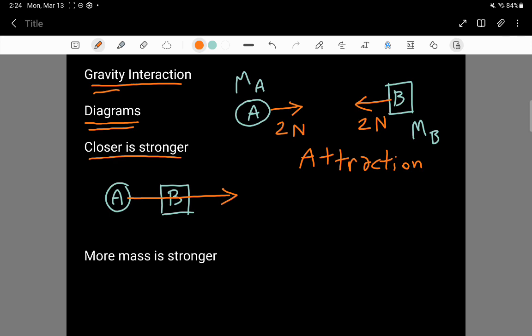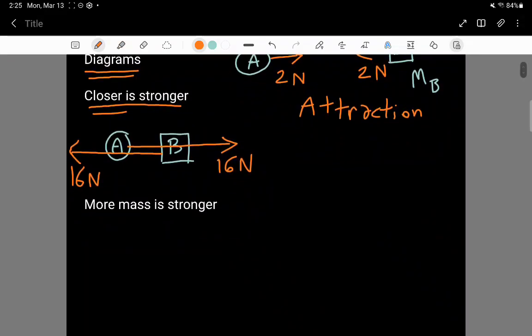And now let's say that this force has grown up to 16 newtons, right? And because of Newton's third law and Newton's universal law of gravity, there's also a force on B towards the left, also of 16 newtons. That's what I mean by saying that when two objects are closer, the interaction forces are stronger.